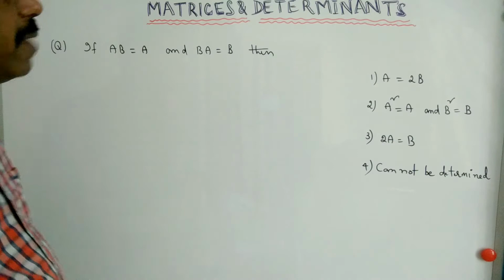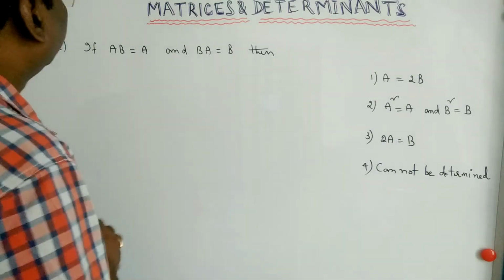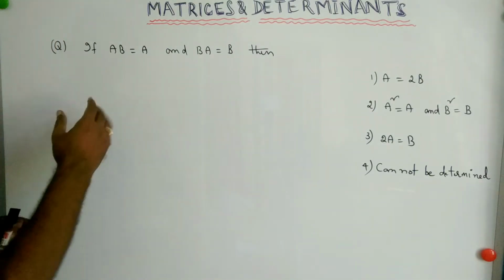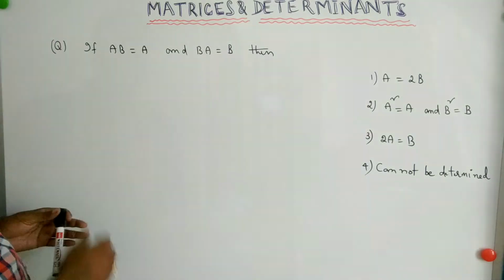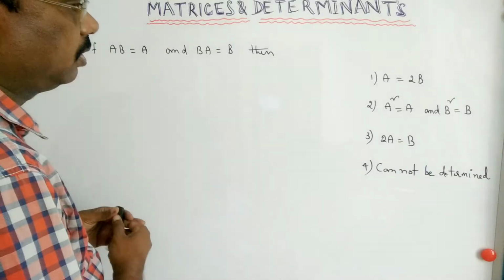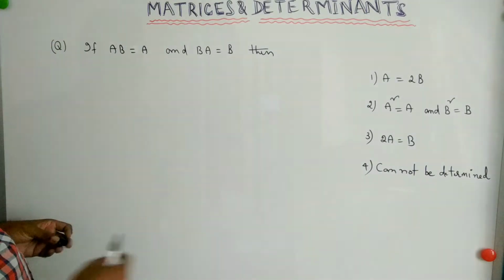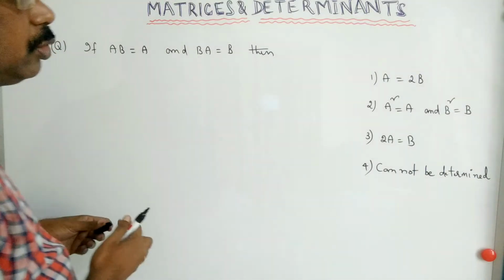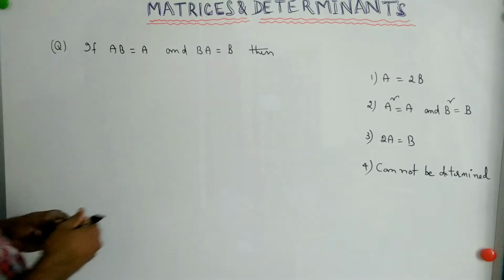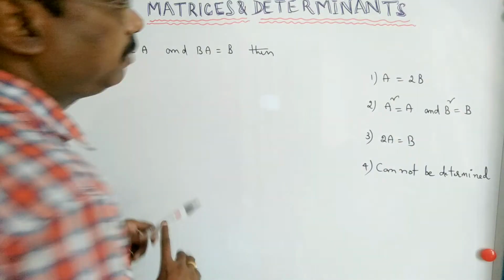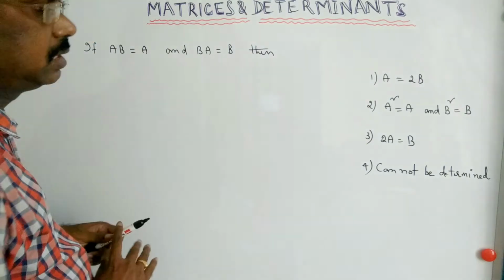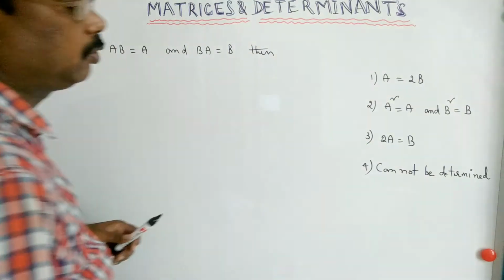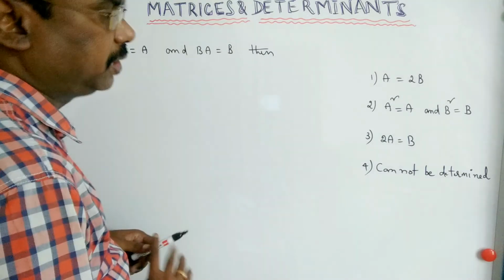The topic is matrices and determinants. First question: if AB is equal to A and BA is equal to B, then which of the four options is correct? First, A is equal to 2B. Second, A square equals A and B square equals B, which means A and B are idempotent matrices. Third, 2A equals B. Fourth, cannot be determined.